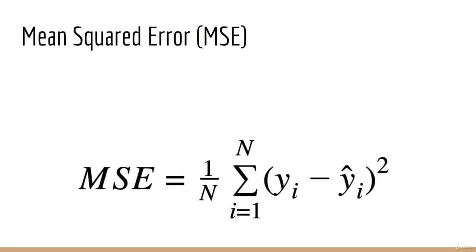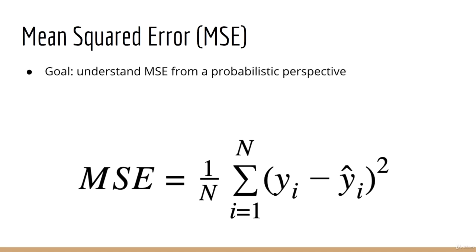In this lecture, we are going to discuss the mean squared error in depth. The goal of this lecture is to ensure that you understand the mean squared error from a probabilistic perspective. This helps to give some theoretical backing for the mean squared error, and it will help prepare us to discuss the cross-entropy loss as well.